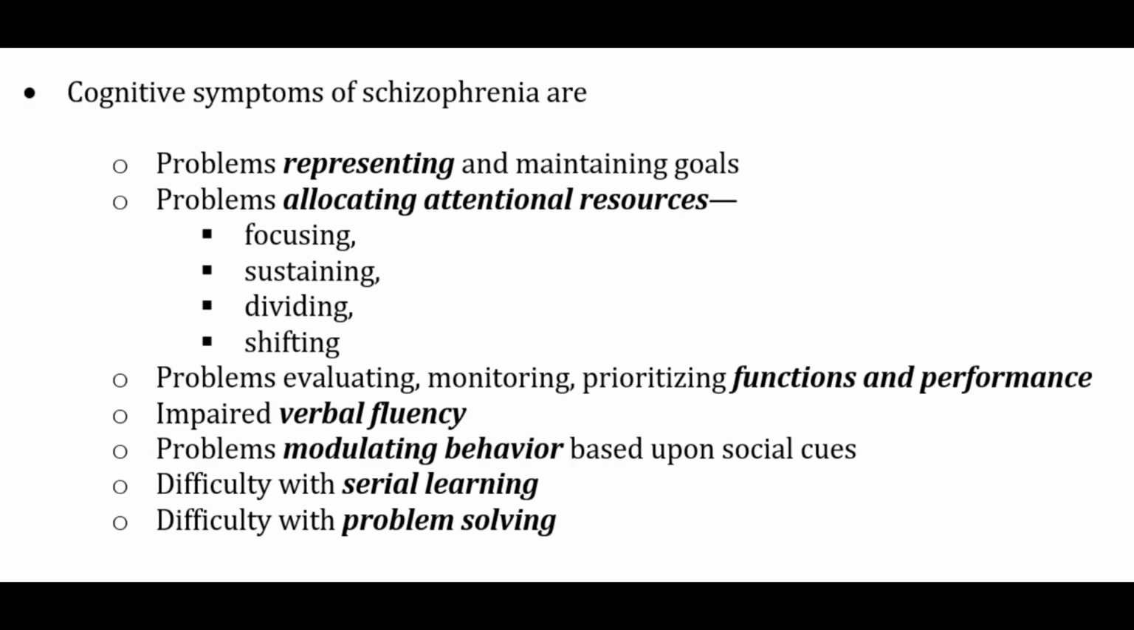Now let's once again summarize the cognitive symptoms of schizophrenia. These are problems representing and maintaining goals, problems allocating attention resources such as focusing, sustaining, dividing and shifting attention, problems evaluating, monitoring and prioritizing functions and performances, impaired verbal fluency, problems modulating behavior based upon social cues, difficulty with serial learning, and finally difficulty with problem solving.